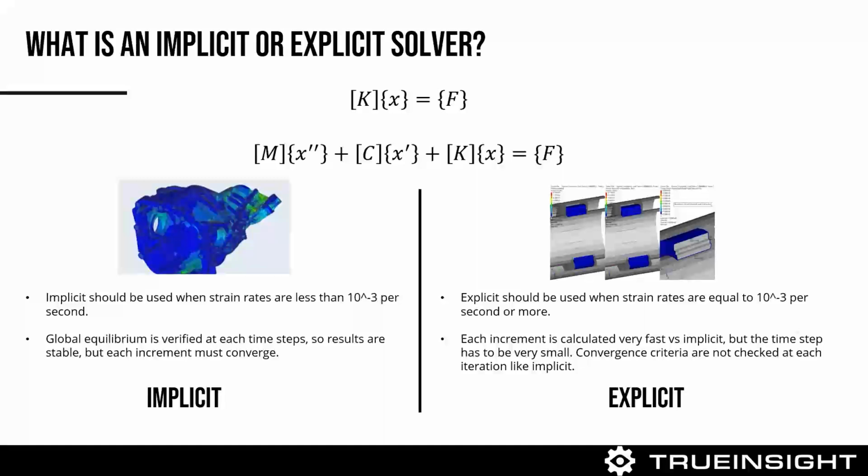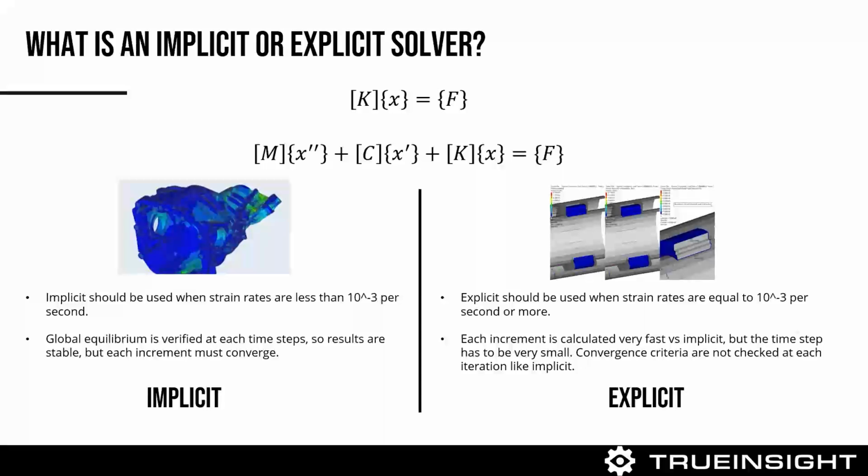So what explicit is, it's really solving for the acceleration term, this x double prime term. And because the mass matrix is generally lumped, that means the integration can be pretty easy. So you're just solving for accelerations. So it kind of eliminates some of your sort of matrix inversion issues that you would have in typical implicit applications.